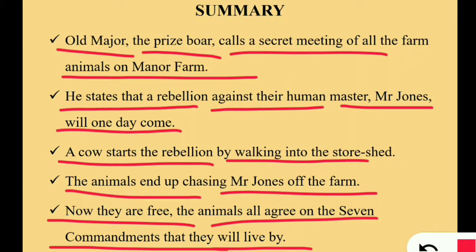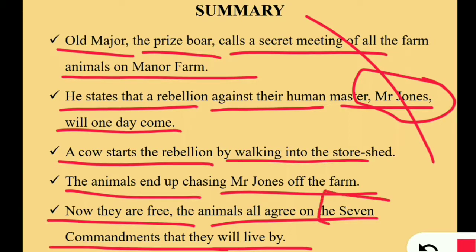Here we need to understand that animals were not happy with their present owner, that is Mr. Jones. Therefore, they gathered under the leadership of Old Major, and they threw Mr. Jones out of this farm. And then they agreed to 7 commandments, because in order to live we need certain rules and regulations, right? Certain principles. So they agreed to follow 7 commandments and they proceeded.